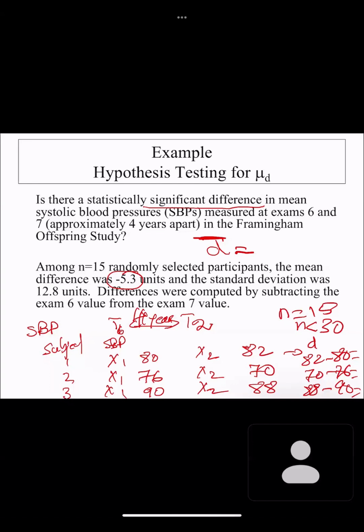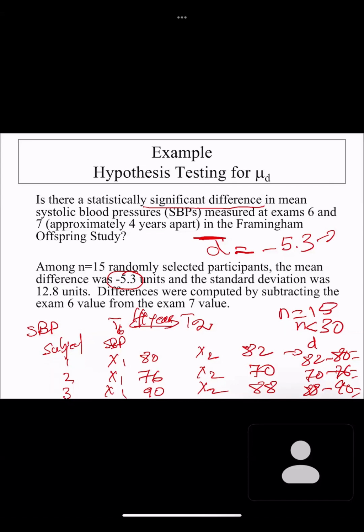So basically they already gave us all the differences, right? Yes, but I'm telling you how you get them. For every person, they look at time 1 and time 2, exam 6 and exam 7, and they average the differences. So the differences are negative. The mean change in people's systolic blood pressure is minus 5.3, negative, between exam 6 and 7.